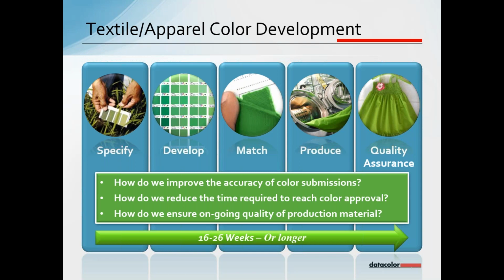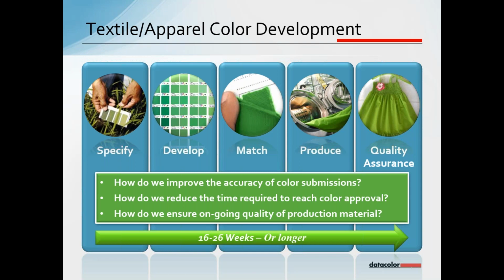Secondly, how do we reduce the time required to reach that color approval? How can we shrink that color development cycle from 12 to 16 weeks down to 2 to 3 weeks? And of course, that's going to give us the opportunity to make decisions about final color selection closer to the dates when those products need to be in the store.